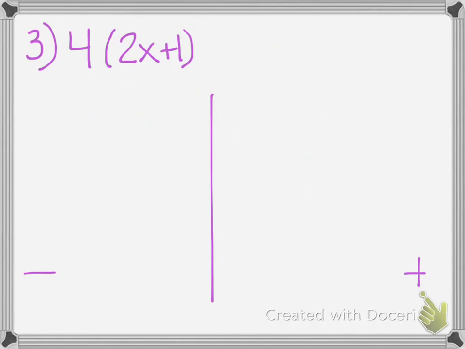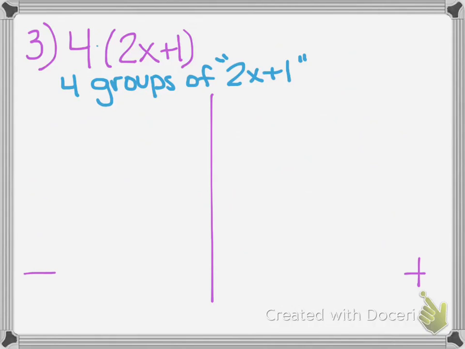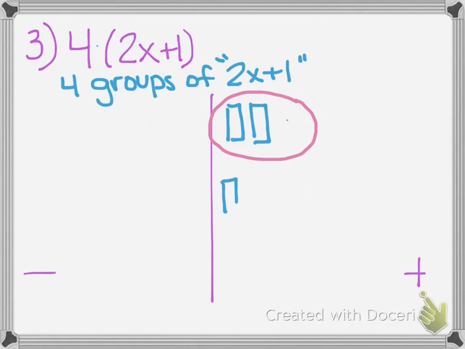Okay, in number 3, this time it's 4 times the quantity 2x plus 1. So we want to draw 4 groups of 2x plus 1. So starting off with just one group of 2x plus 1. So we would have 2 x's, or 2 rectangles, and 1 dot. That makes up one group. We need 3 more groups that look just like this. So 2x plus 1.